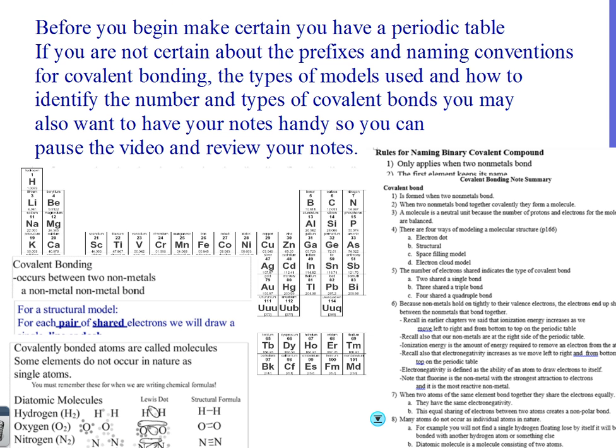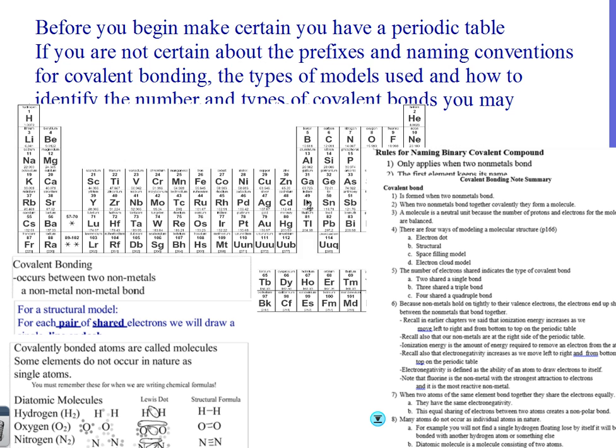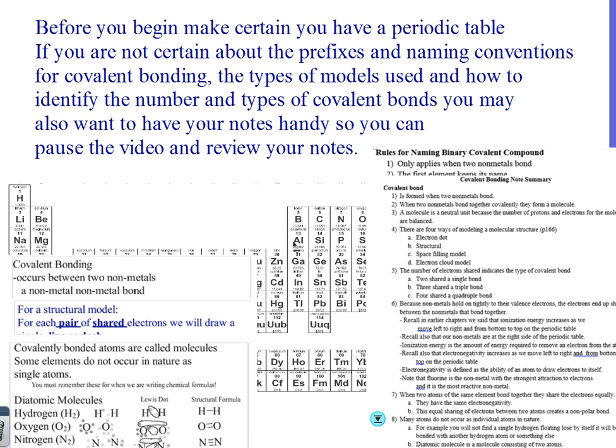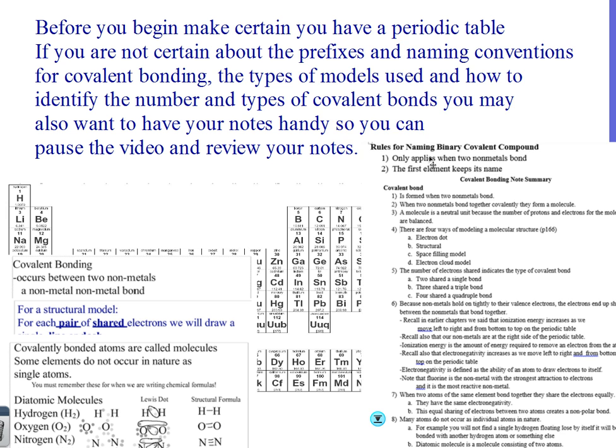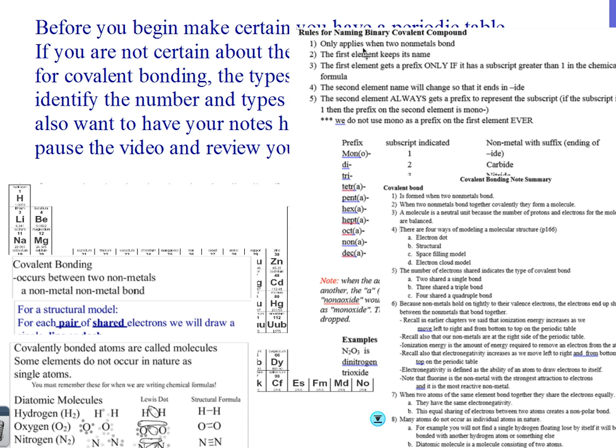Okay, so we're going to do a review for a covalent assessment that's coming up. You were given a worksheet to work through with this, so you might want to take that out. And before you begin, make sure you have a periodic table. Can't do any bonding without a periodic table. If you've been having trouble with your prefixes and naming conventions, we're going through practice, so you might want to do that. Take out your notes.